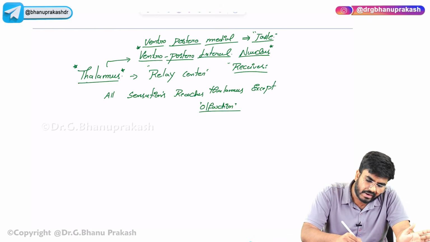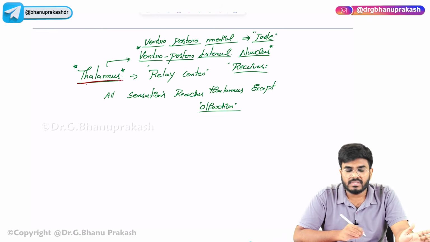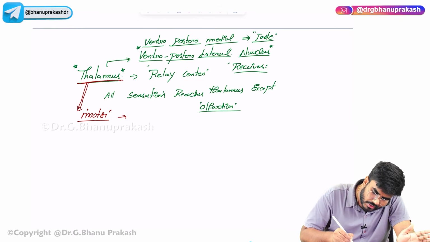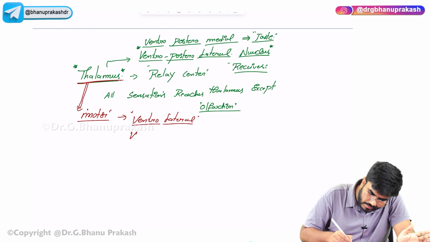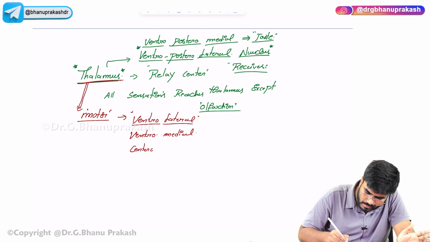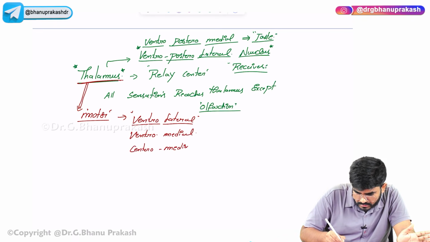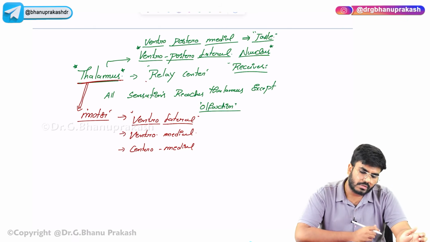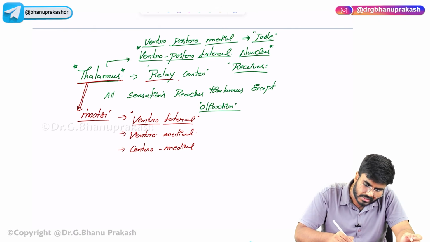Now, in one of the exams, they have asked which nucleus of the thalamus is motor in function, doing the motor function. The motor nuclei are ventrolateral, ventromedial, and centromedial. So these nuclei are all motor nuclei, doing the motor functions. So the thalamus is called the relay center.